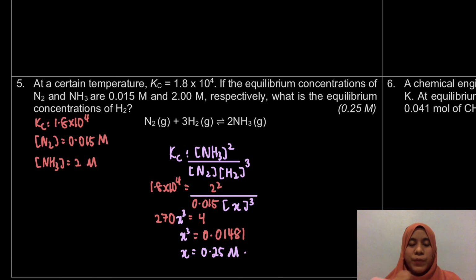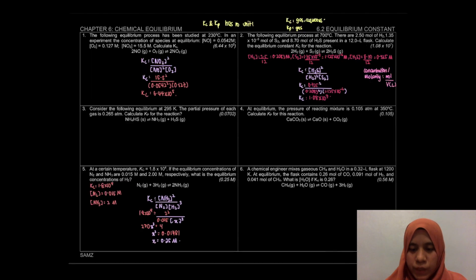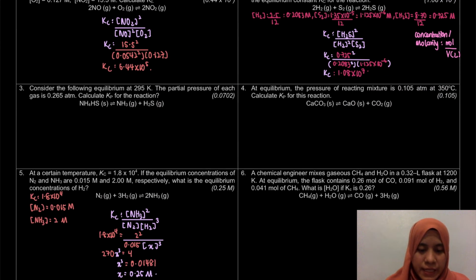Okay, so this will be the answer. Remember, we want X, not X cubed. X is actually the concentration of H2. Okay, so do it step by step. Hence, we will get the answer to be 0.25 molar. Okay, so remember that Kc is actually the equilibrium constant. So it means that whether we have concentration, or pressure for Kp, it is all at equilibrium. That is why we see the word equilibrium.